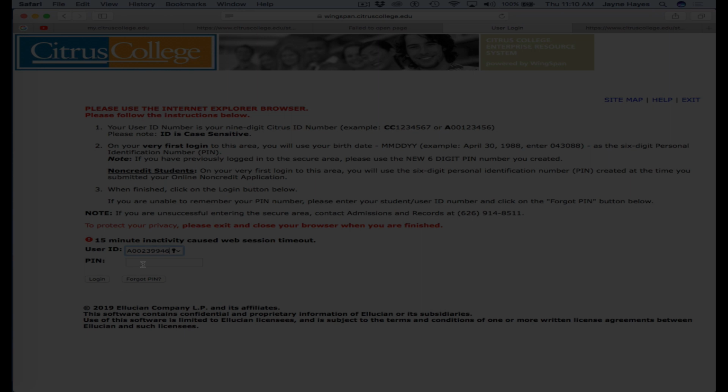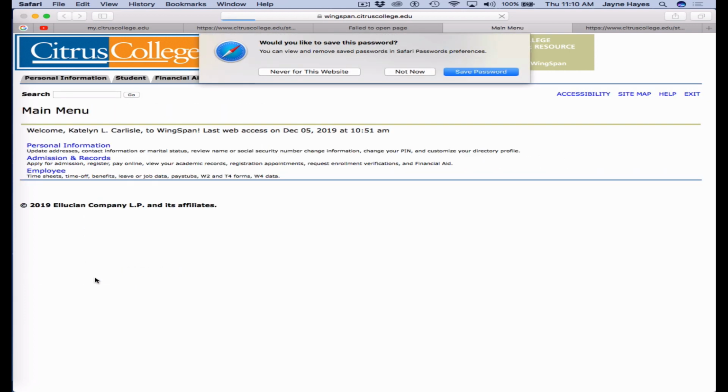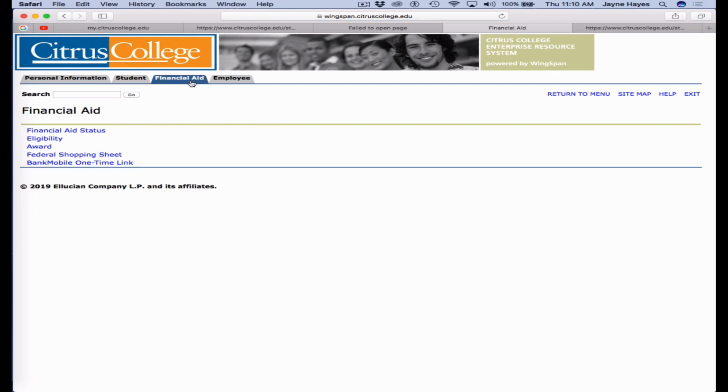So again, this is your Wingspan account. This is where you're going to log in, basically the same thing as your Mount SAC account. Financial aid status. Oh, I'm sorry, right here. Bank Mobile. If you see this, which says Bank Mobile one-time link, that's a one-time link you can access. It's going to take you directly to the account, and you'll be able to create your Bank Mobile account. Here you're going to select how you want to receive your financial aid funds.